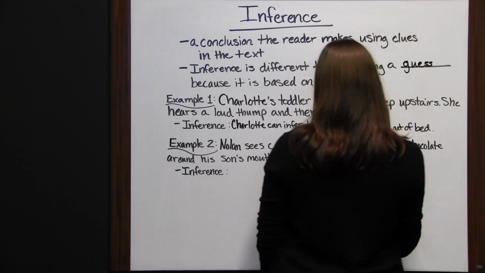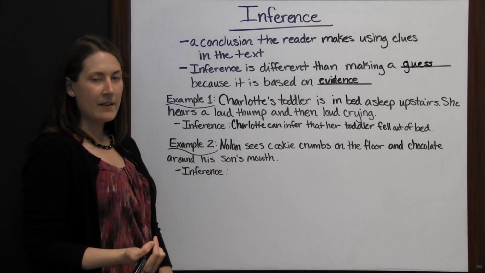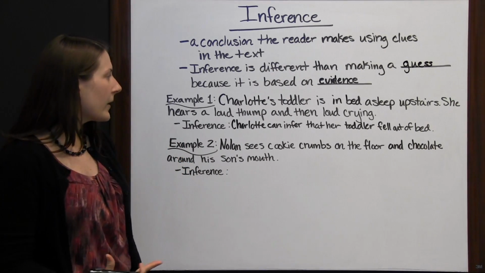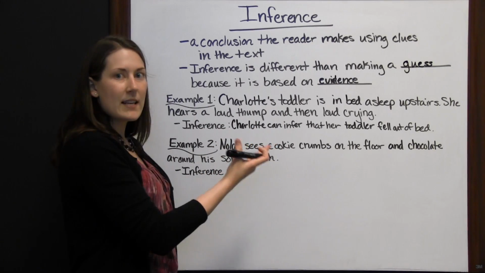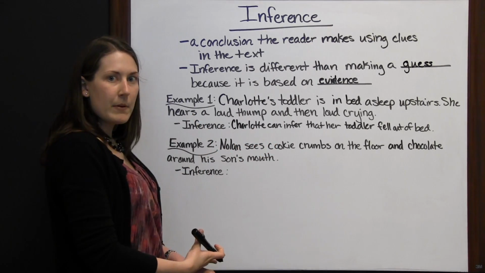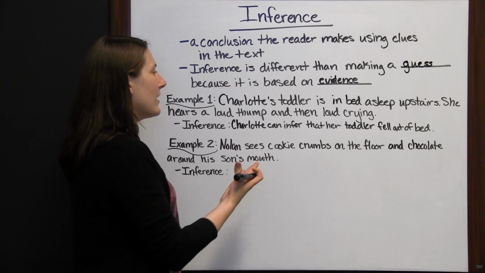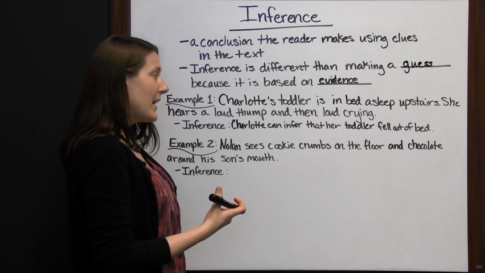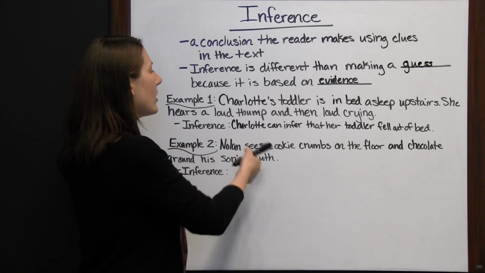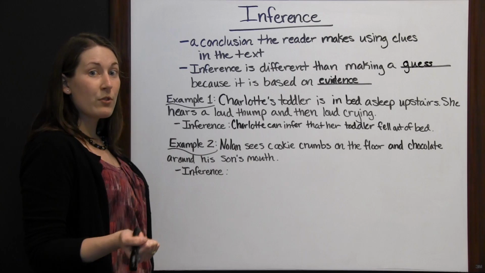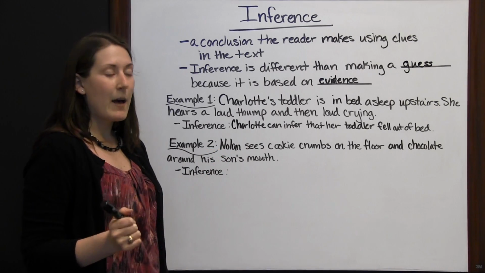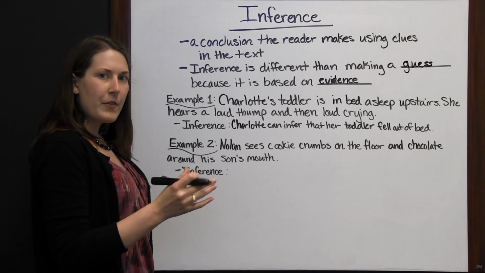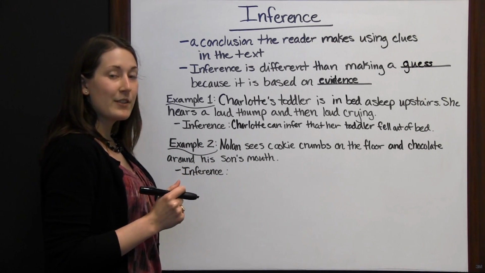Now, our example doesn't say the toddler fell out of bed, and it doesn't say Charlotte ran upstairs and found her child on the floor, but because you know the kid was in a bed sleeping, and then you hear a thump, probably against the floor, and then crying because the kid is hurt or scared from waking up in the middle of the night on the floor unexpectedly, Charlotte can infer that her toddler fell out of bed, or the reader can infer that that's what happened whenever they're trying to process the story and figure out what the author was trying to tell them with these clues.